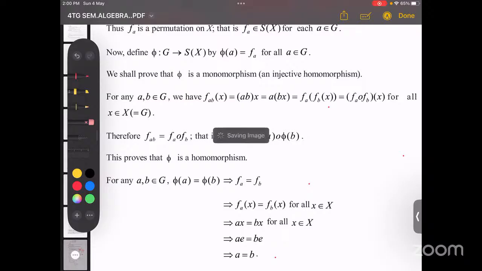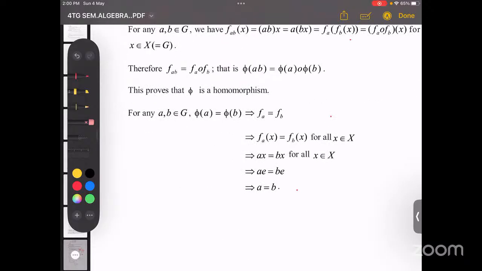Okay. So now we have shown that it is a homomorphism. Here also it is given, see, f of AB is equal to f of A circle f of B. That is, pi of AB is equal to pi of A circle pi of B. Okay. This proves that pi is a homomorphism. Now we have to show that it is 1-1. So for showing 1-1, we take any A, B belonging to G, pi of A equals pi of B. Okay.